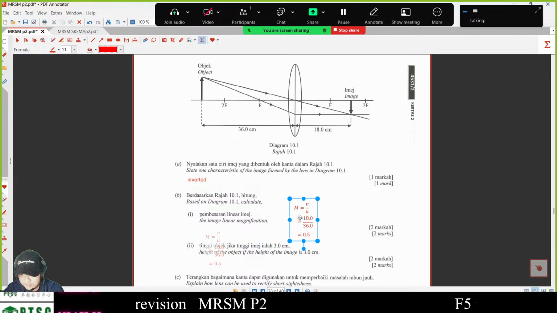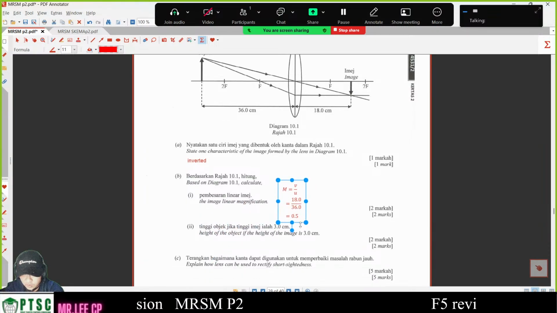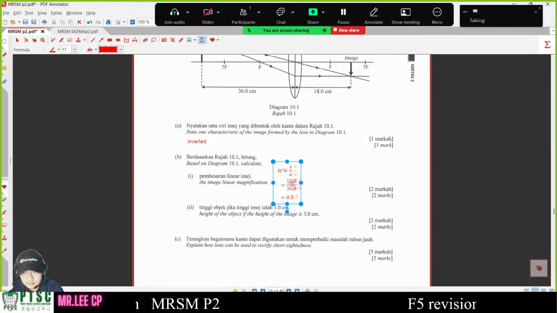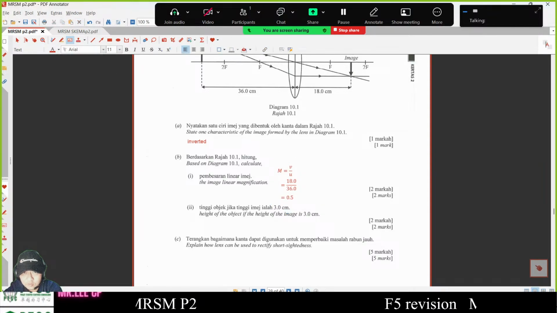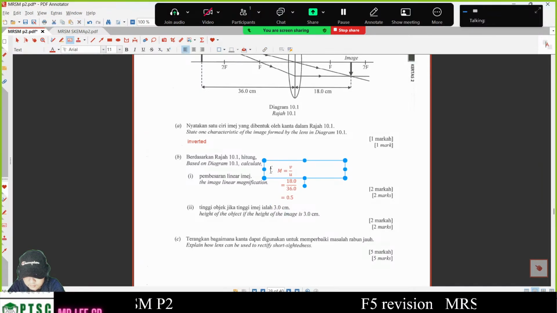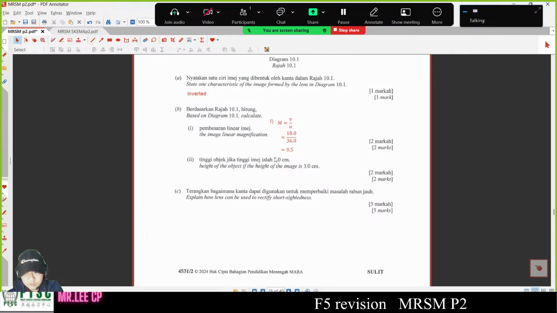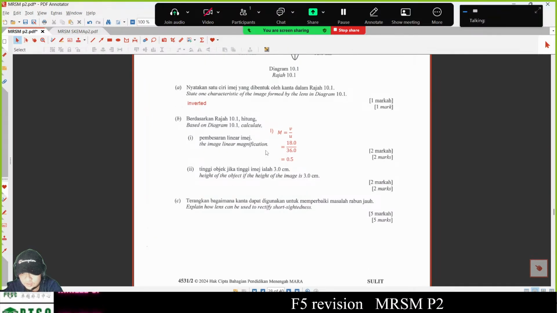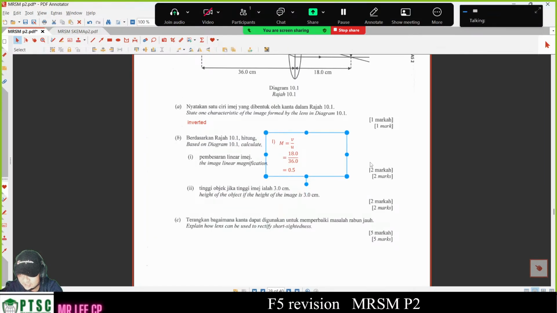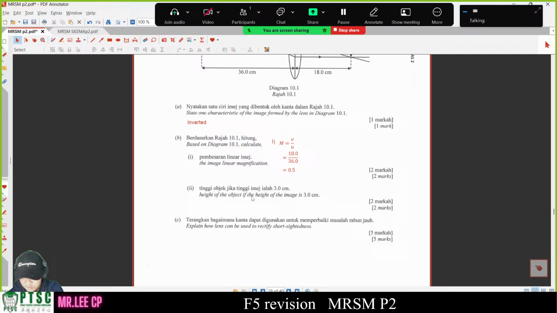Linear magnification means it is smaller. Okay. Number 1. Not enough space. What about I write into here? Later here still need to explain. Here cannot. I write it here lah. Never mind, leave it.